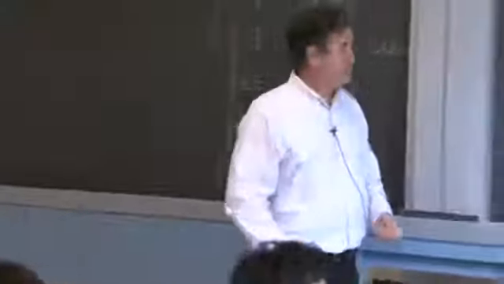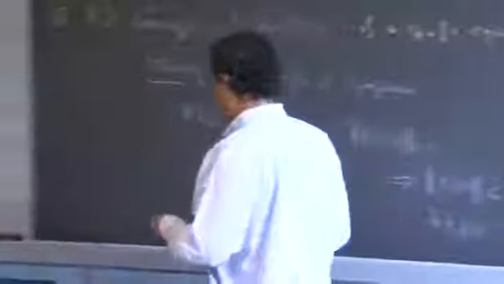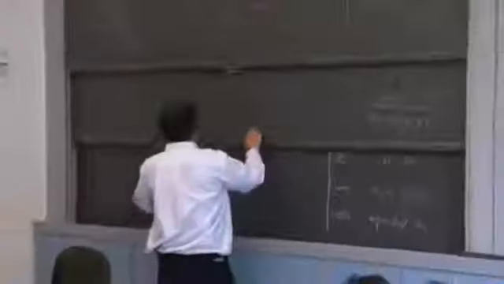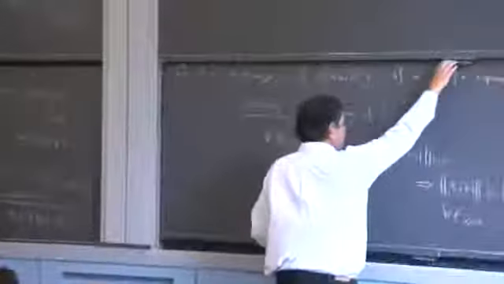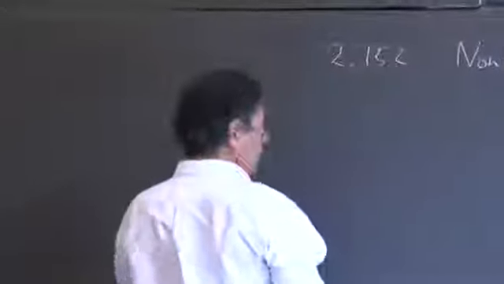Okay. So that's one first definition, stability. So, second definition, asymptotic stability.